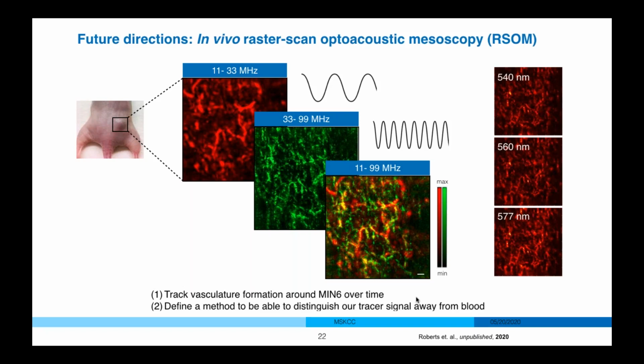This would be great for tracking vasculature, because the vasculature is so important for these cells to survive. Typically what happens in these methods right now is that it forms necrosis and the cells die, so the treatment of diabetes cannot continue. So tracking this vasculature over time is an important factor. But the second one is that we also want to define a tracer signal away from blood.